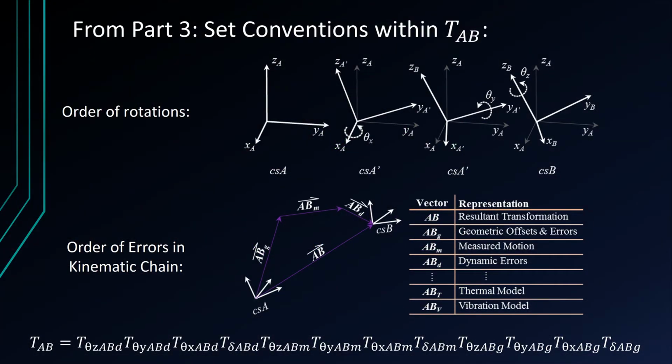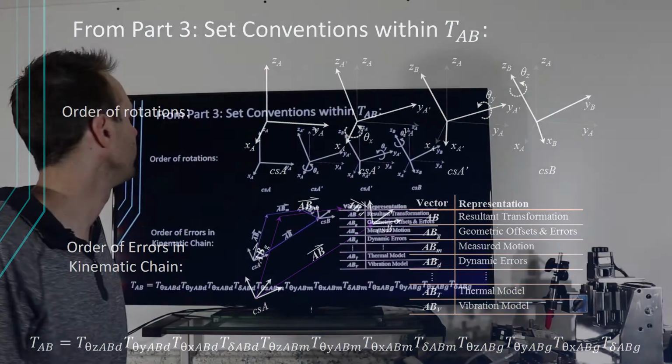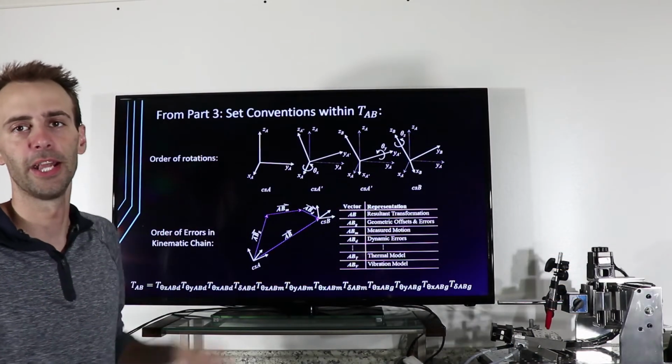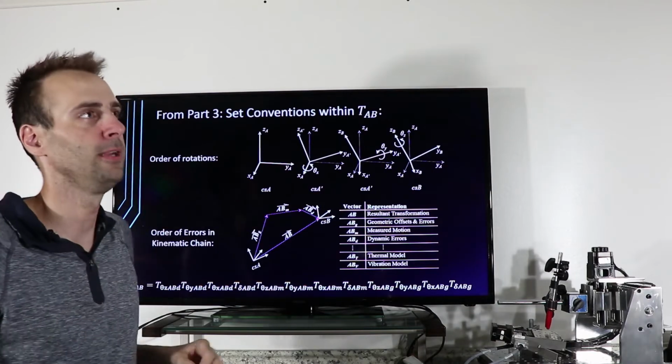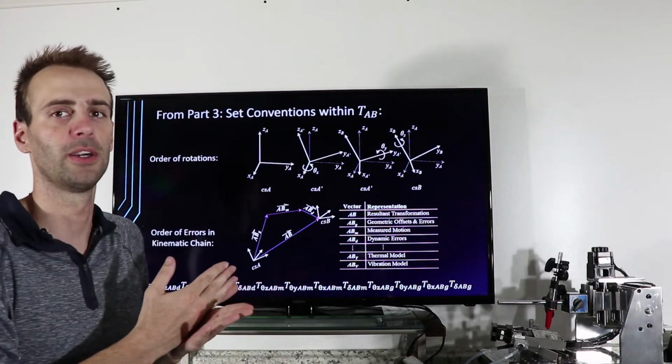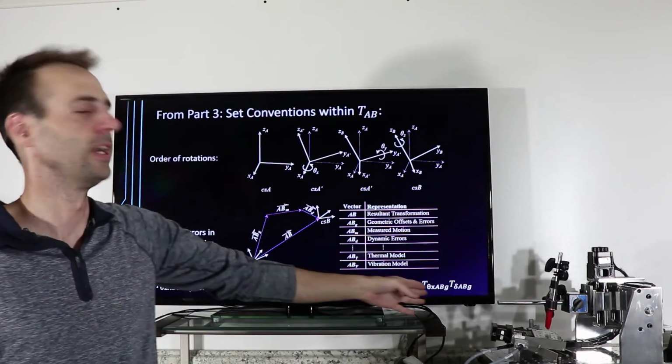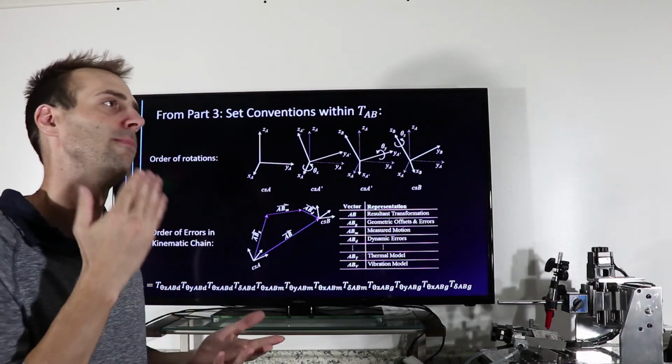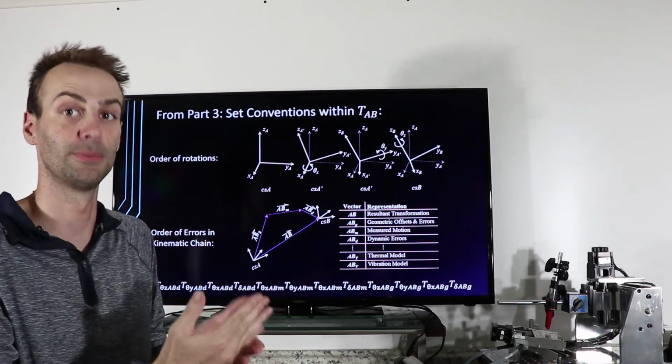Once you have all of your error terms, then you can come back to this slide that was in part 3 and start implementing them in an order that makes sense for every single element, okay? And remember, your order of permutations matters, okay?